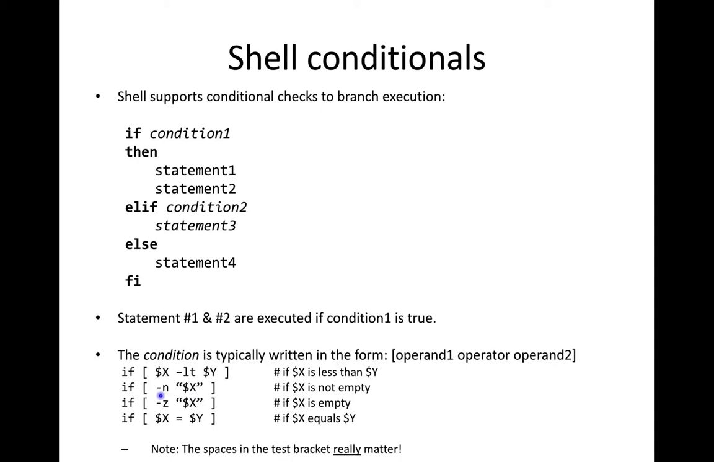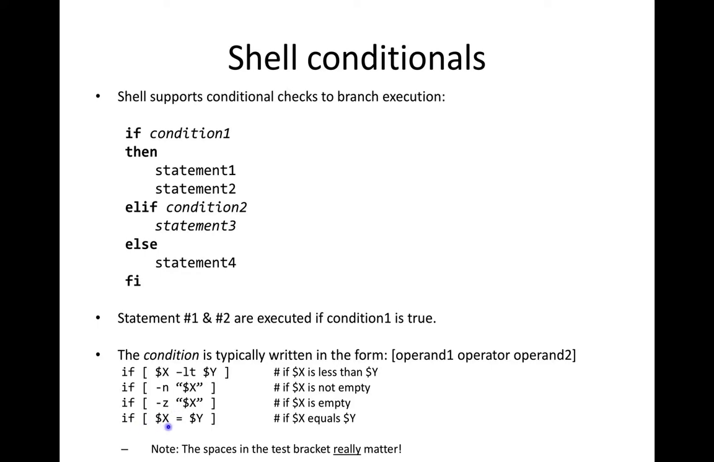empty value. That's what the -n is testing for. It's saying if variable x is not empty, if it contains some sort of value, then this statement would evaluate to true. The opposite of that is the next test, where we're testing to see if the variable x contains an empty value. So we're testing to see whether or not the variable x has been set to some sort of value. That's what the -z test is doing.